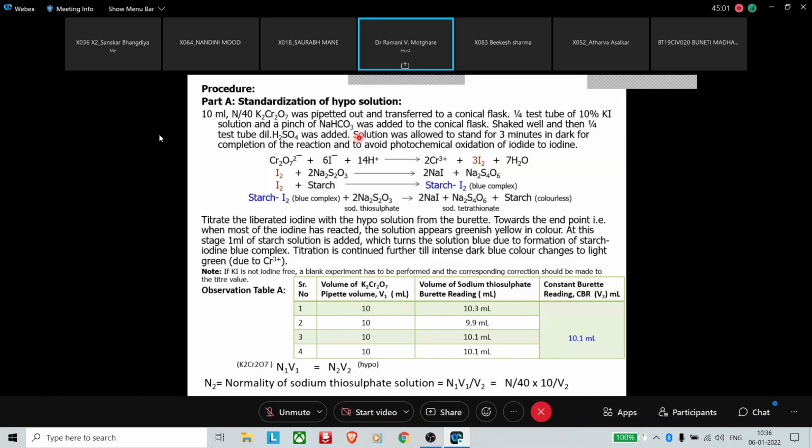Now, what has happened? Okay, so when this sodium bicarbonate goes there, it will be there. Then you shake it and you are supposed to add 1/4 test tube of dilute H2SO4. Now, when you add dilute H2SO4, what will happen? This is a strong acid, this is the weak base. So, the moment you add H2SO4, the conical flask will have a CO2 atmosphere inside. You swirl it nicely and keep it in dark for 3 minutes.